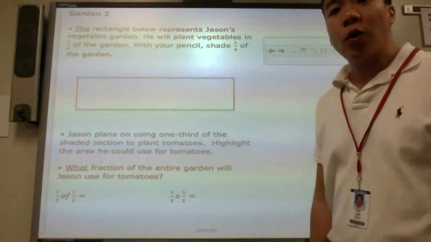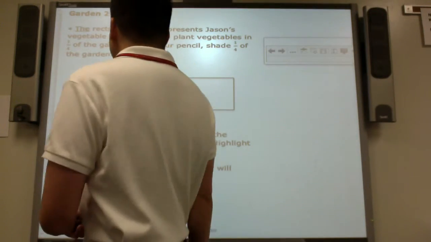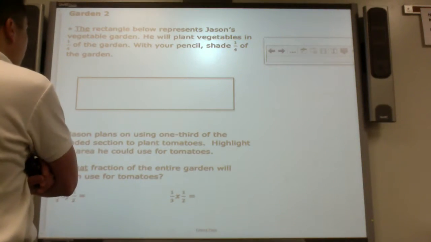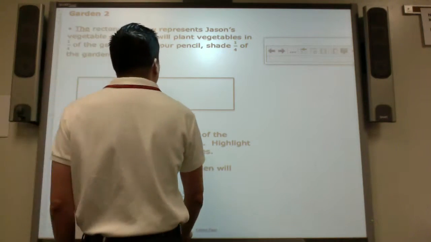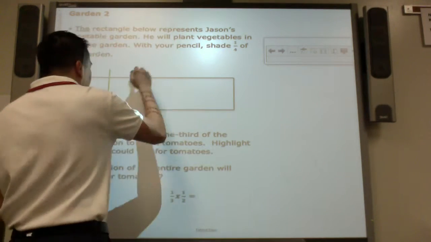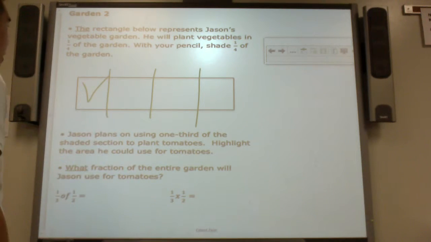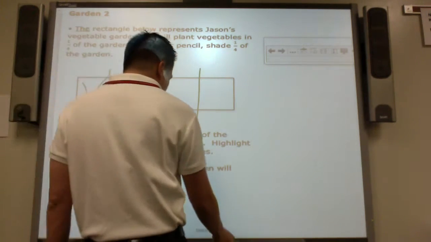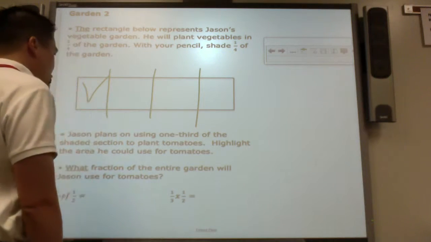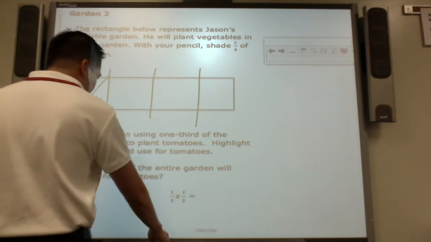Let's try another one with a picture model. The rectangle below represents Jason's vegetable garden. He will plant vegetables in 1/4 of the garden. Vegetables in this part of the garden only. With your pencil, shade 1/4. I did. Jason plans on using 1/3 of the shaded section to plant tomato.